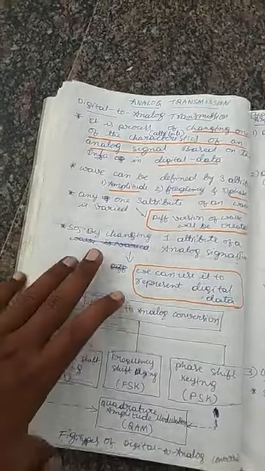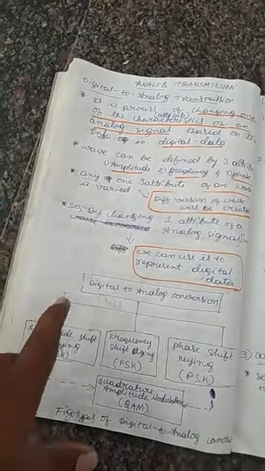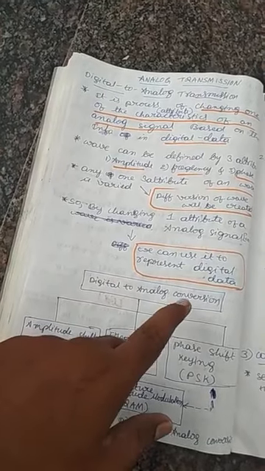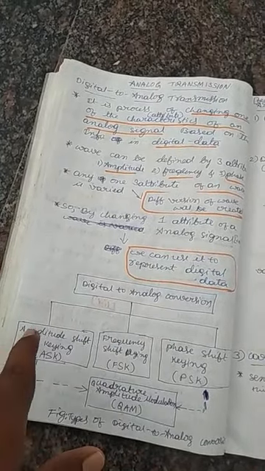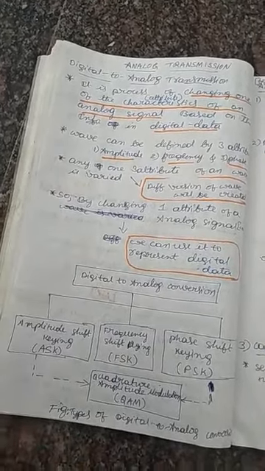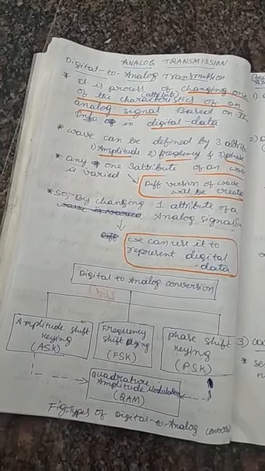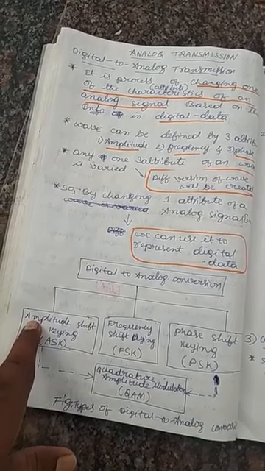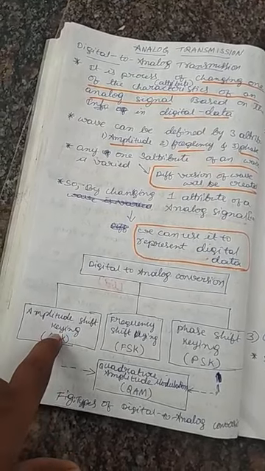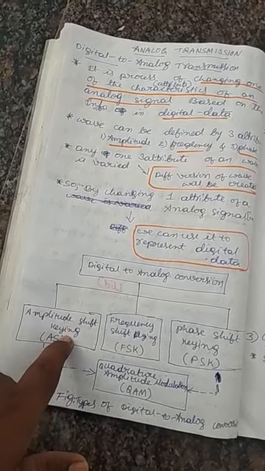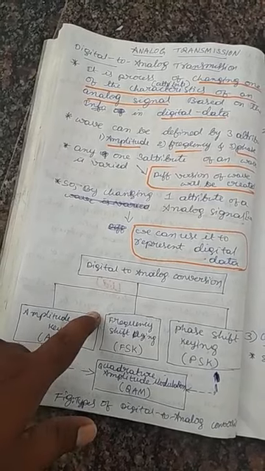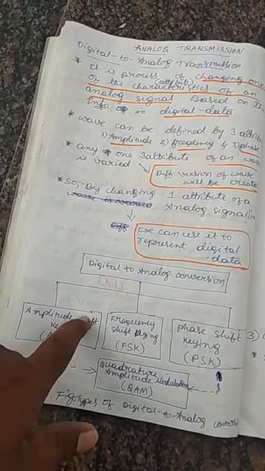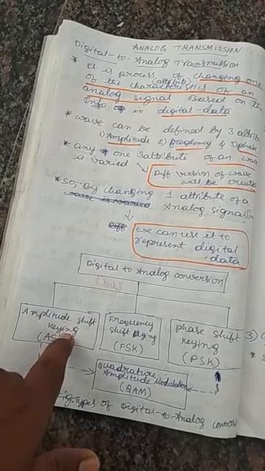Here this diagram represents the digital to analog conversion types. Here there are 4 types in the digital to analog conversion. First one is amplitude shift key. Shift key is nothing but changing or modulation. This is another name for changing.